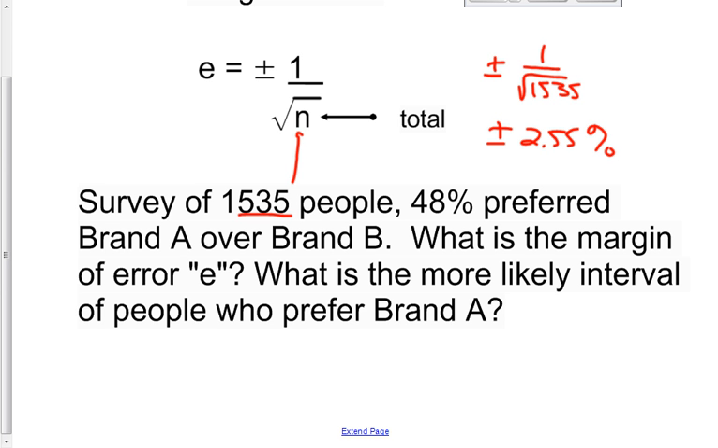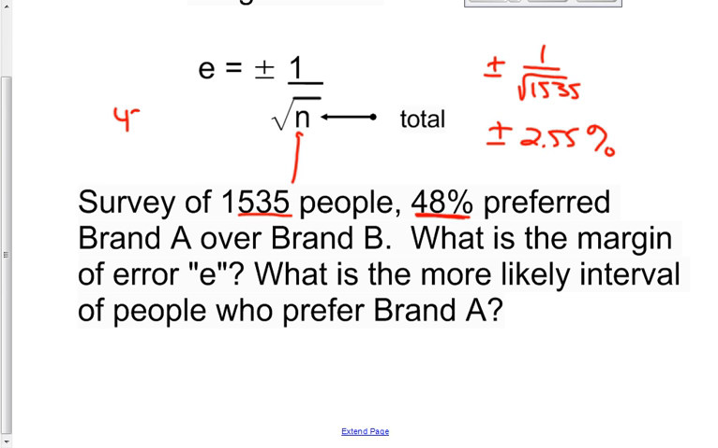Now remember, this is plus and minus, and that plus and minus is significant here because the second part of the question is, what is the more likely interval of people who prefer brand A? Well, they gave us a percentage at first. They said 48% of the people prefer brand A, but there's no way that you could ever survey everybody in the entire world. So they're obviously using just a sample of people. Well, that sample of people will give me a good idea of how many people like it, but it's never exact. So it's always within a particular margin.